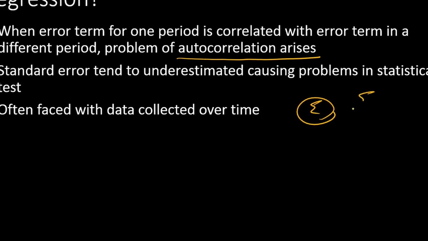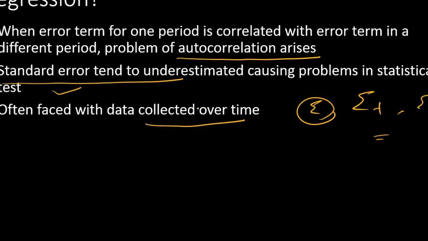So if error t is correlated with error t minus 1, then we say that there is autocorrelation, or there is some sort of correlation between the error terms. So what happens when there is autocorrelation and you go ahead with your simple regression? Well, your standard errors tend to be underestimated, which will cause problems in the statistical test. Your statistical test will not be valid.